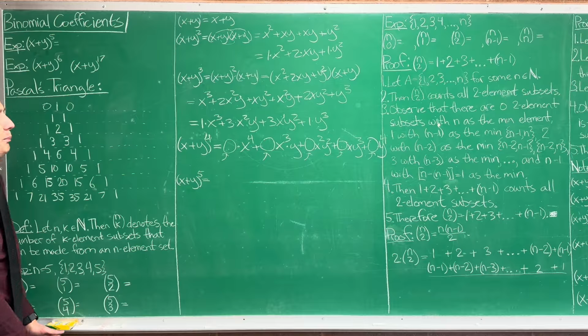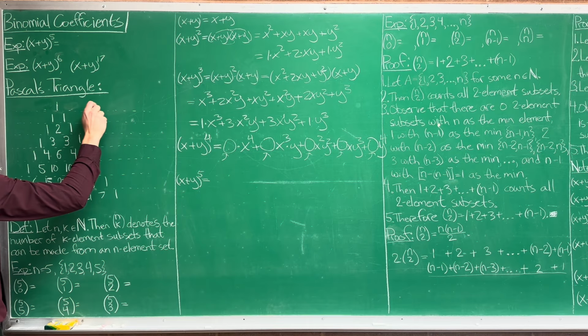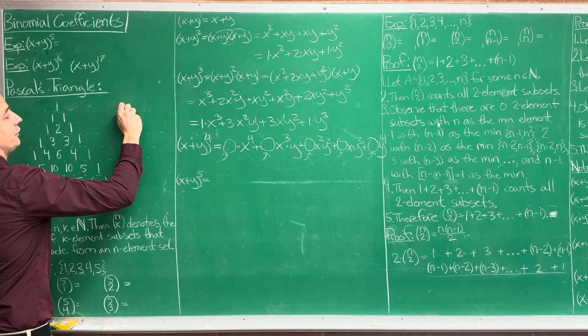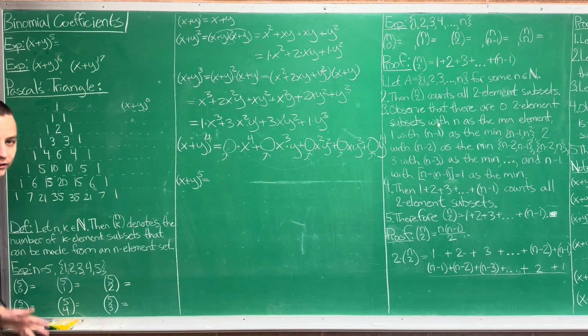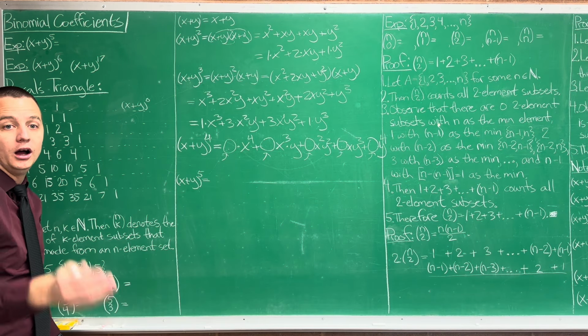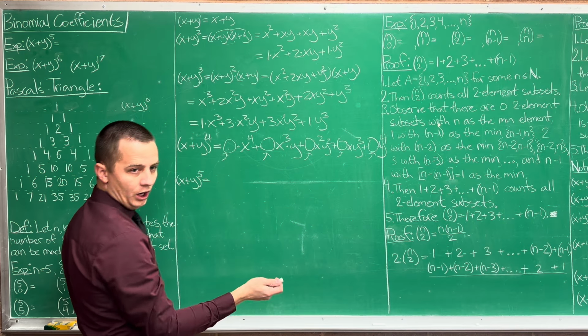Okay, so what's the point of this triangle and how does it help you? Well, we associate with the first row the same thing as looking at the coefficients for (x + y) to the 0. What's anything to the 0? 1. Anything to 0 is 1, because why is it 1?